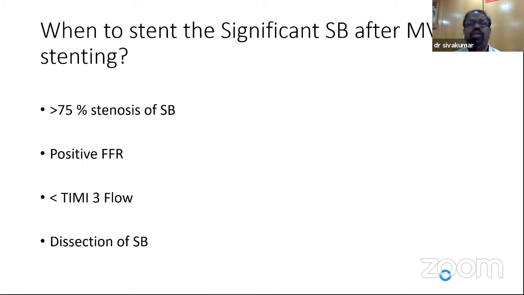So when to stent the significant side branch after main vessel stenting? When there is a side branch stenosis more than 75, when there is dubiousness about that and you do an FFR and it becomes positive, when there is a decline in TIMI flow, when there is a dissection in a side branch.